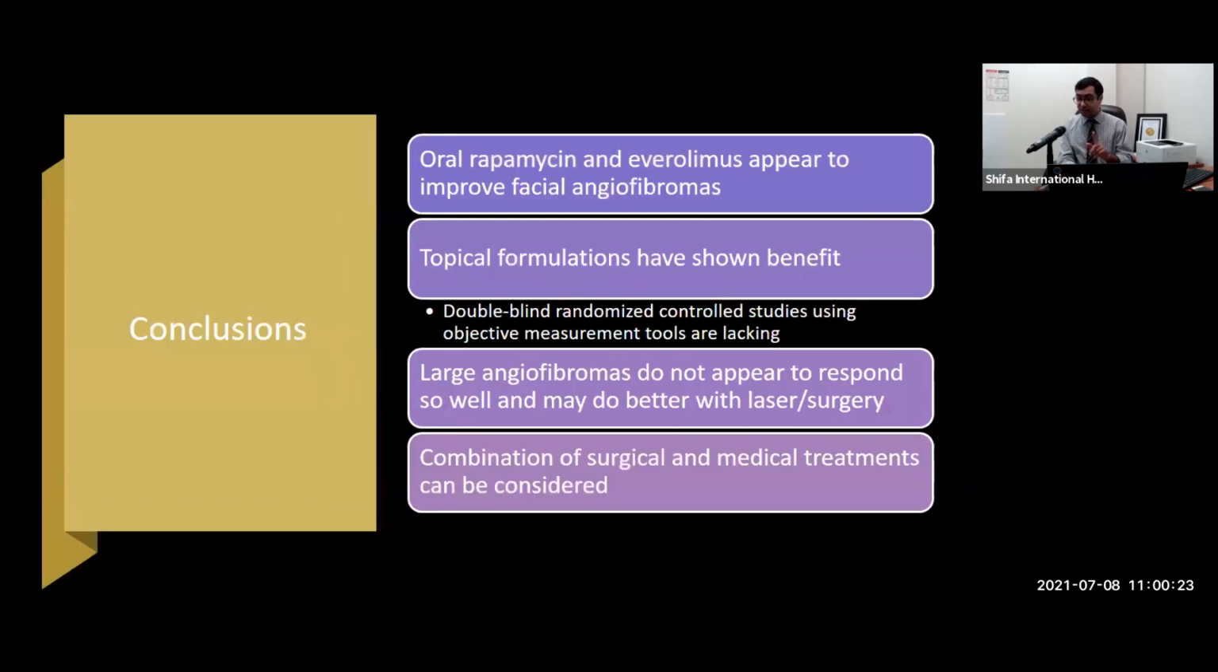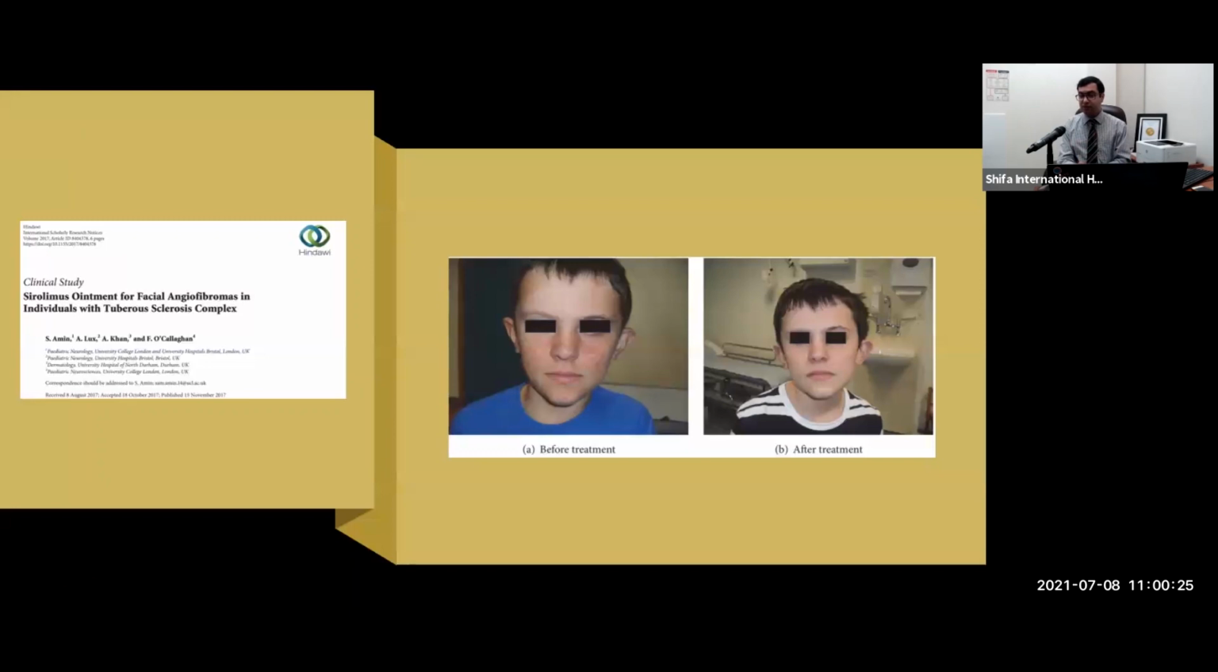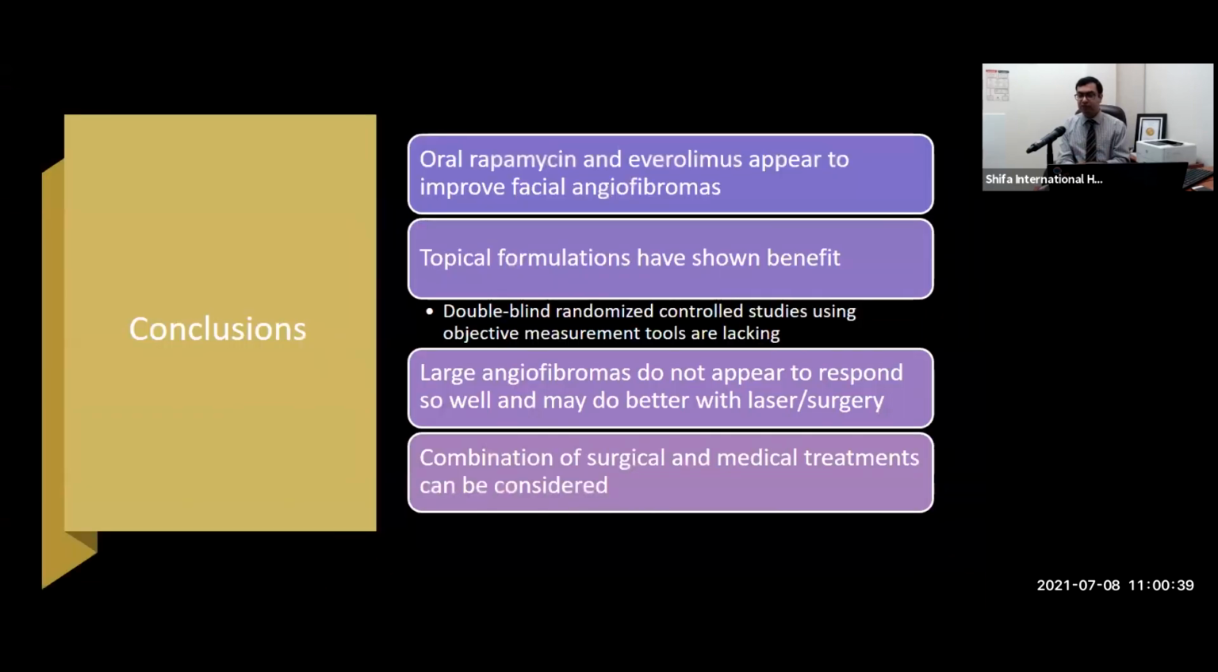And it's available in Pakistan. Bearing in mind, sirolimus ointment is available in Pakistan. People import it from Dubai, and it's not hugely expensive. It's, I think, around 1000 to 2000 rupees for a tube, something like that, imported from Dubai. Please do help your patients. Some of them can afford it, some of them cannot, but give them the option.